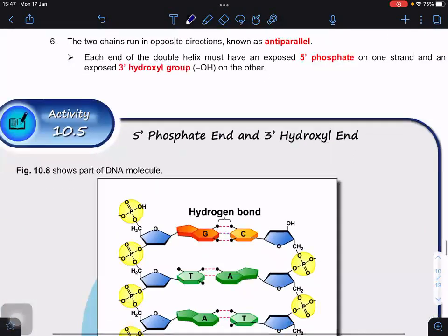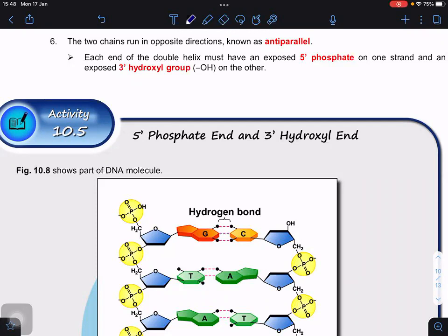So the 2 chains run in opposite directions, known as anti-parallel. Now, this is something new that you need to know. Each end of the double helix must have an exposed 5 prime phosphate and an exposed 3 prime hydroxyl group on the other. Clear? So what does this mean?